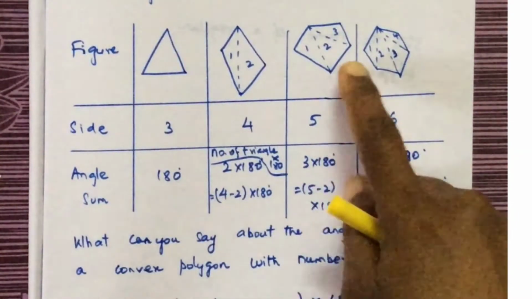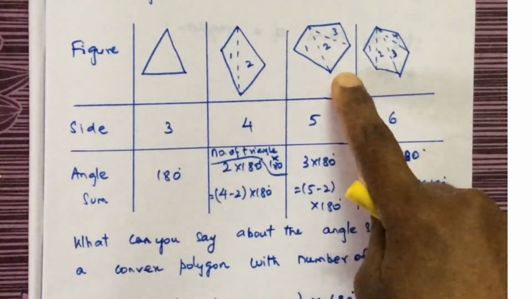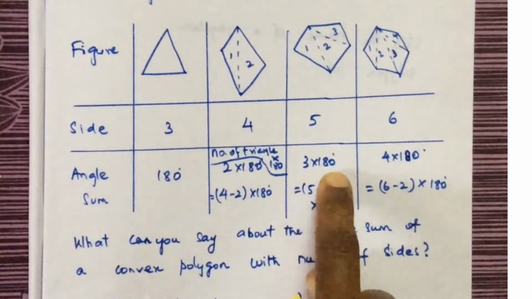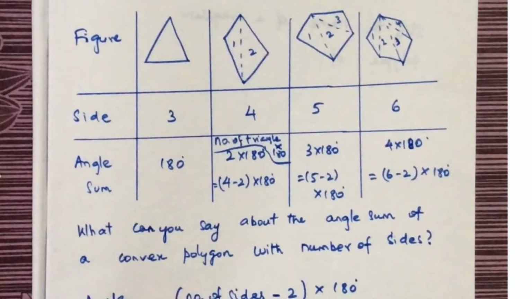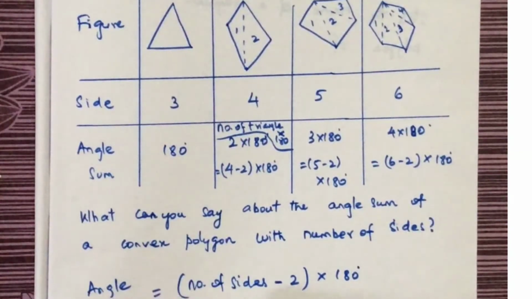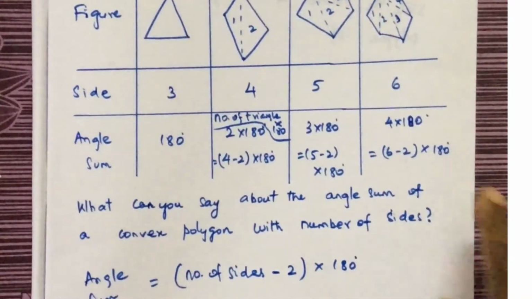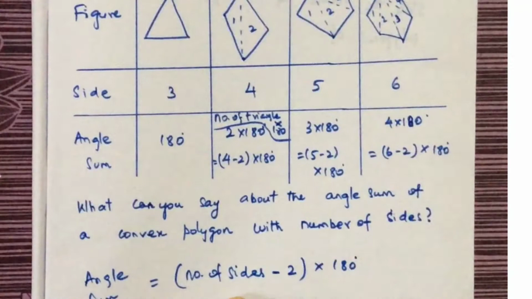They have given, for this polygon of 5 sides, the angle sum is 3 multiplied by 180. So the number of sides here is 5. 5 minus 2 is 3. So this is 3 multiplied by 180 here. Now for here, the total number of sides is 6. 6 minus 2 is 4. So the total angle is 4 multiplied by 180.